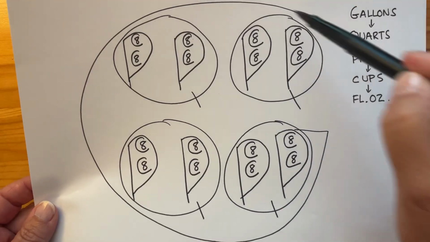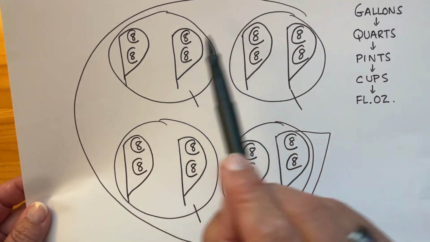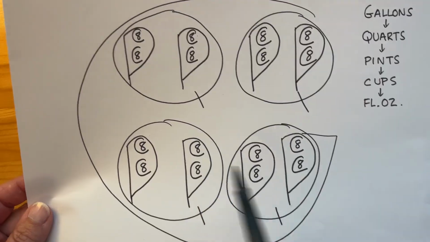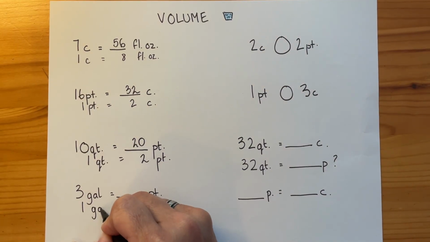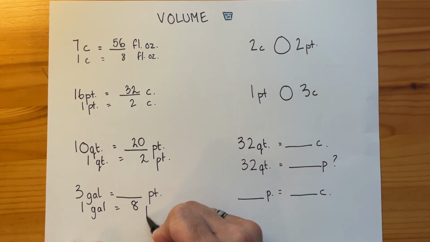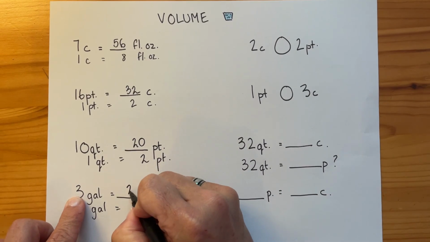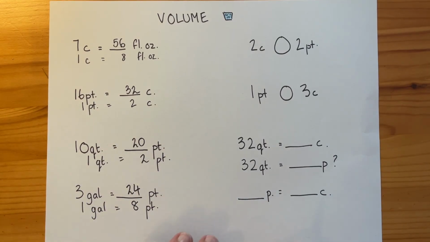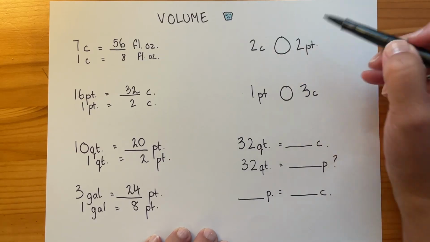So now I'm going to have to do some counting. So 1 entire gallon, how many pints? 1, 2, 3, 4, 5, 6, 7, 8. So I know that 1 gallon is 8 pints. So I'm going to have to multiply 8 times 3. That gives me 24. This is a little different because we're comparing.